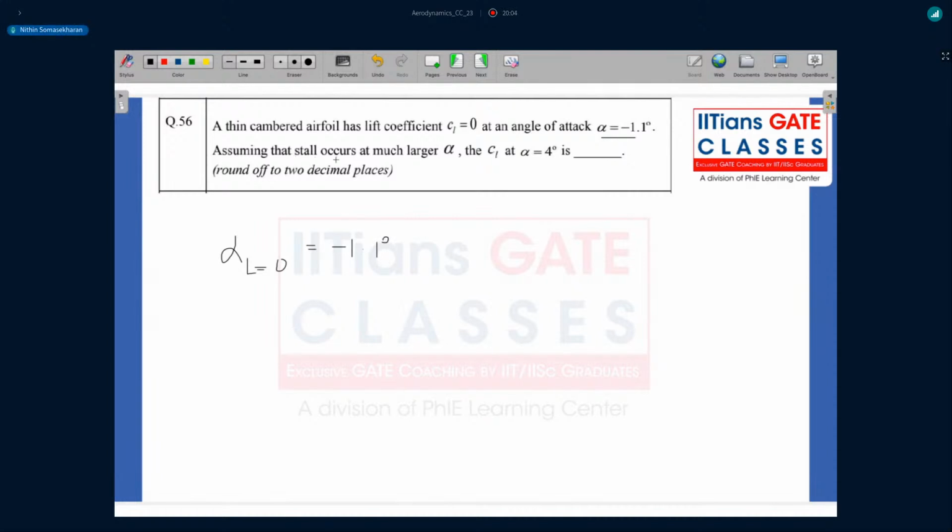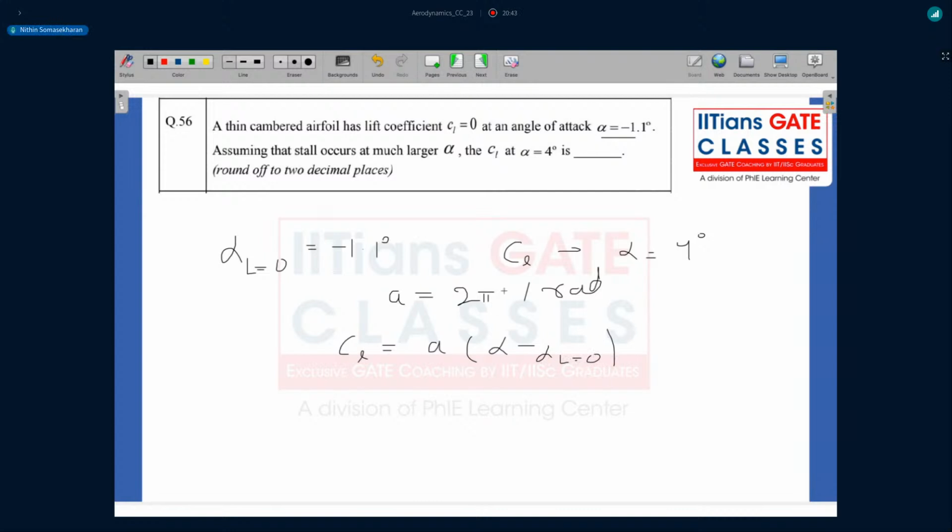Assume that stalling occurs at a much larger alpha. What is the CL at alpha equals 4? So they want us to figure out the CL at an angle of attack of 4 degrees. And we know it's a thin cambered airfoil. So according to thin airfoil theory, from symmetric to cambered airfoil, the lift curve slope does not change. It remains as 2 pi per radian. The only thing that changes is the presence of the zero lift angle of attack. Hence, the CL for this airfoil is nothing but A into alpha minus alpha L equals 0.